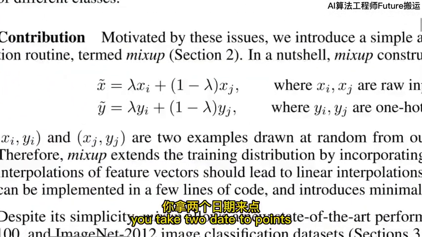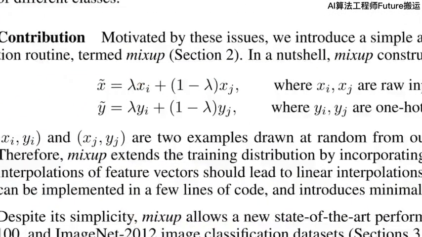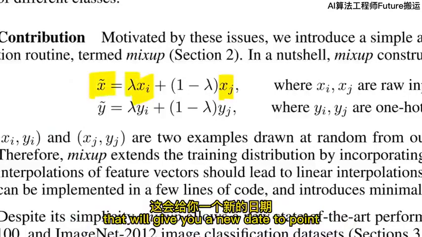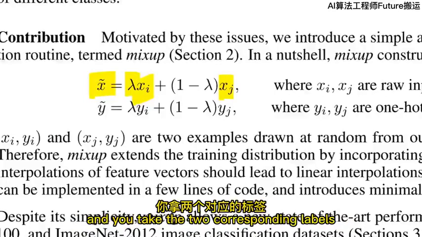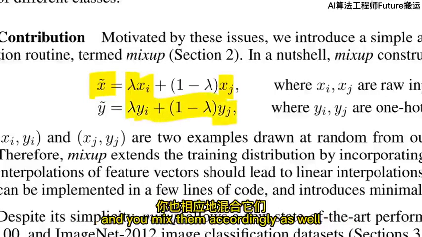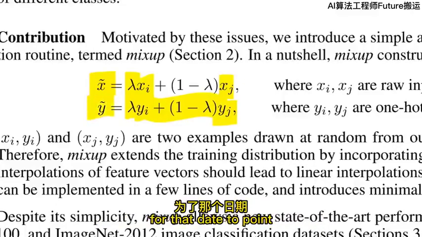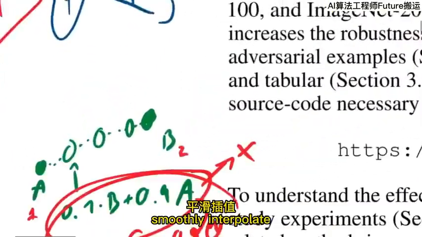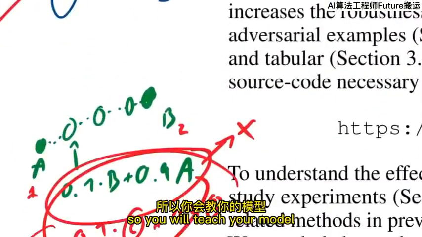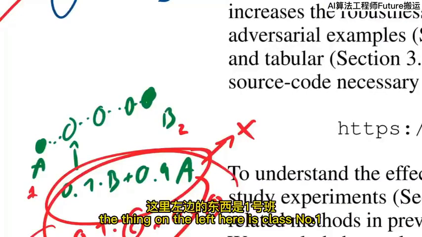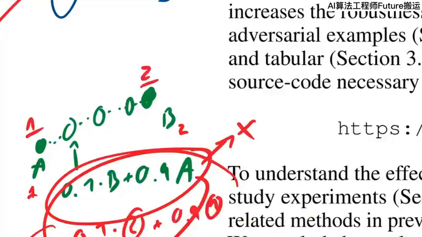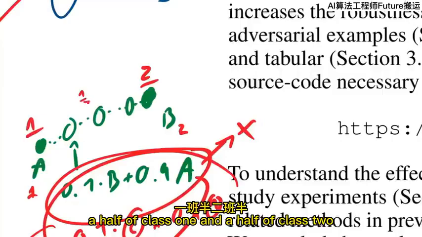Formally, you take two data points and you mix them using this lambda mixing factor. That'll give you a new data point that's in between the other data points. And you take the two corresponding labels and you mix them accordingly as well. And that will give you the label for that data point. And now your model will learn to basically smoothly interpolate. So you will teach your model, the thing on the left here is class number 1, right? That's class number 1. The thing on the right is class number 2. This here is a half of class 1 and a half of class 2.